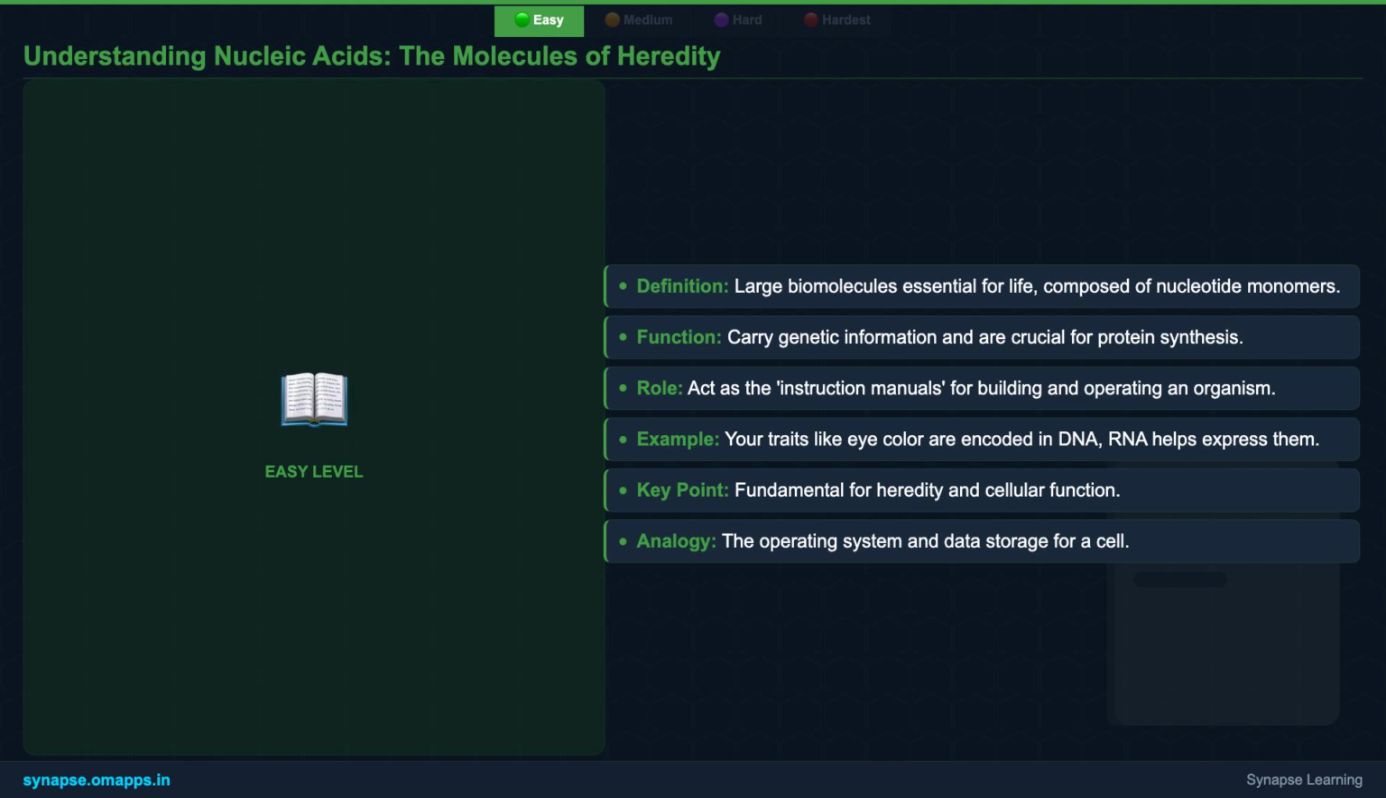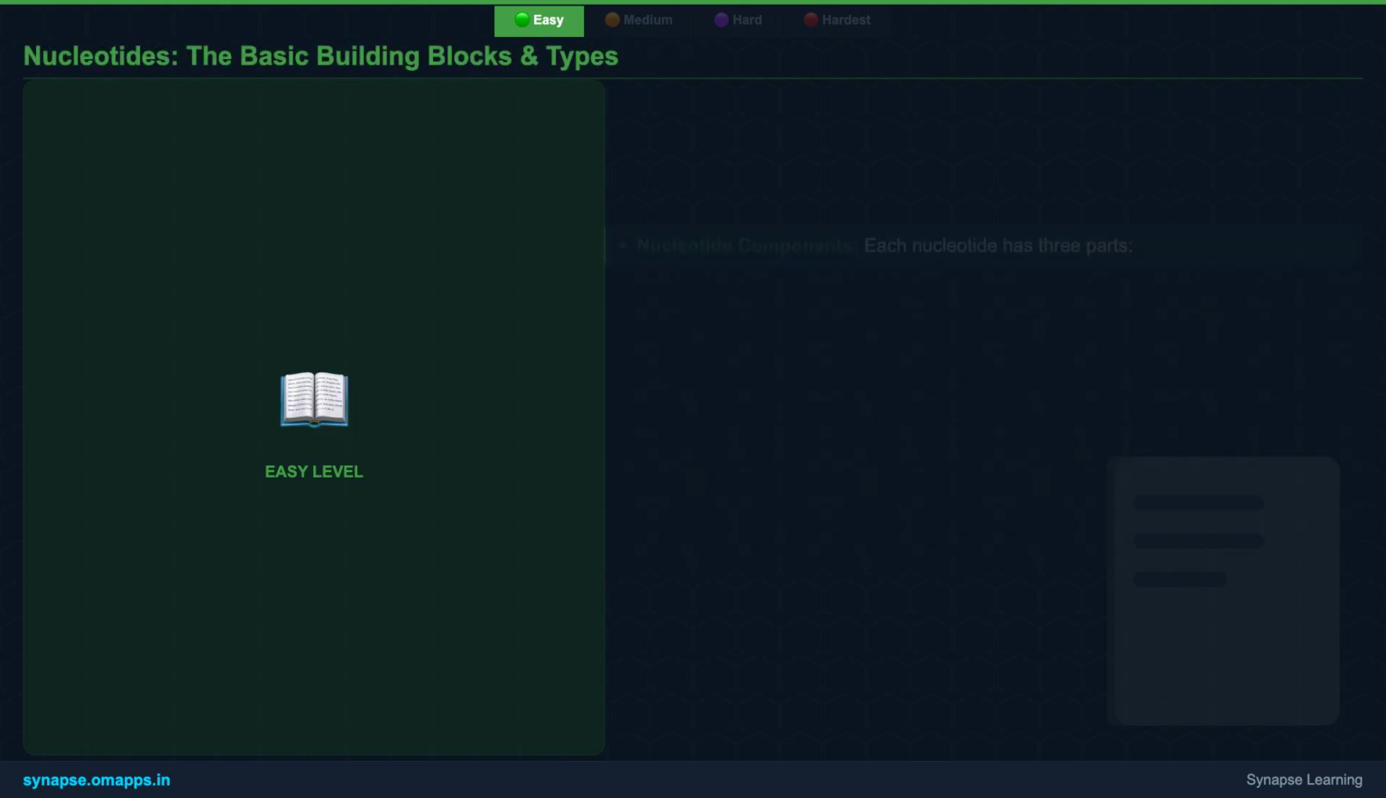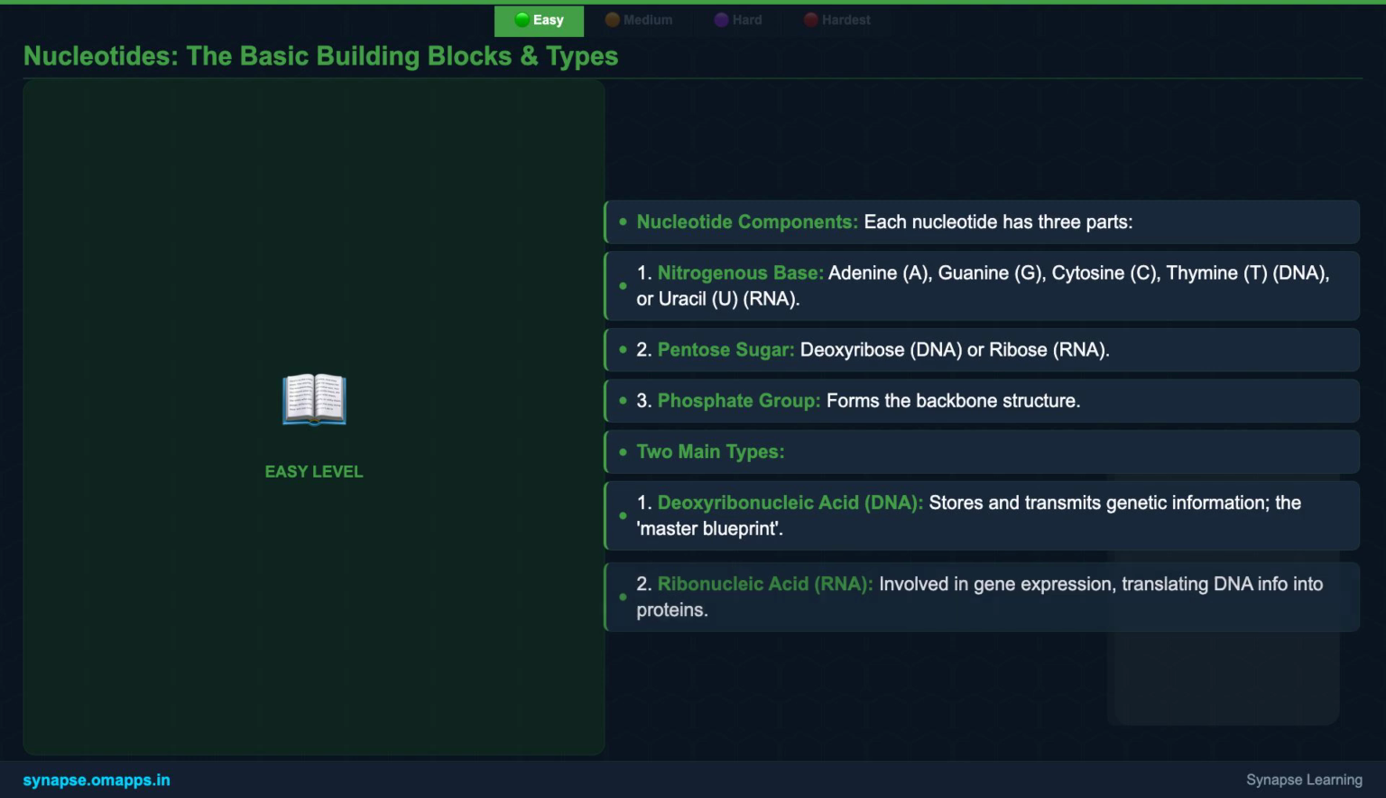They're built from smaller units called nucleotides. These nucleotides are like the individual letters that form the genetic language. They're absolutely essential for how life functions, guiding everything from growth to heredity. Every nucleotide, the basic building block, is made of three key components: a nitrogenous base, a pentose sugar, and a phosphate group. The nitrogenous bases are like the actual information carriers, while the sugar and phosphate form the structural backbone.